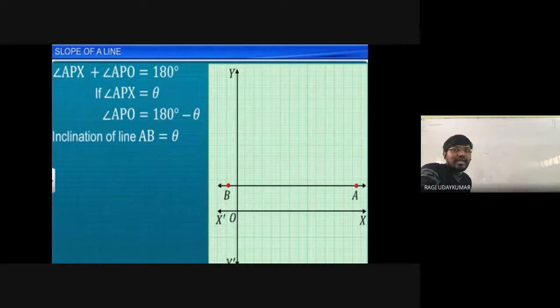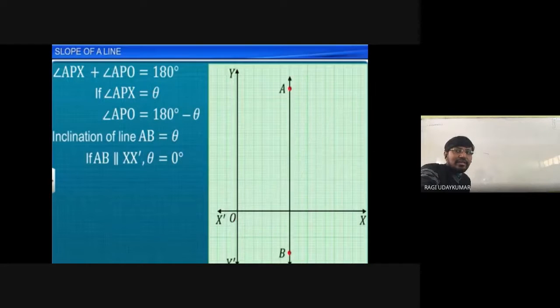If you take a line parallel to the x-axis, the angle made with the x-axis is 0. The x-axis itself also makes 0 degrees with the x-axis. If AB is parallel to the y-axis, then theta is equal to, sorry, there is a printing mistake here, AB is perpendicular to the x-axis. Whenever it is perpendicular, the angle is 90 degrees.